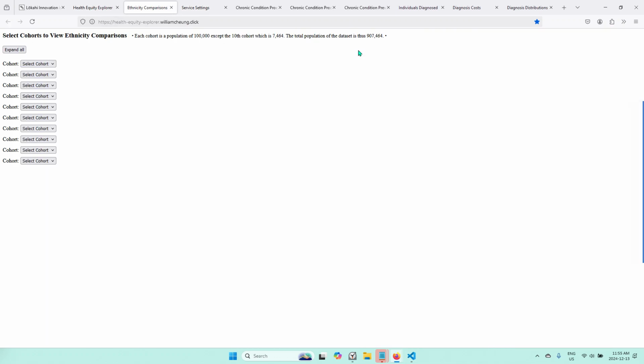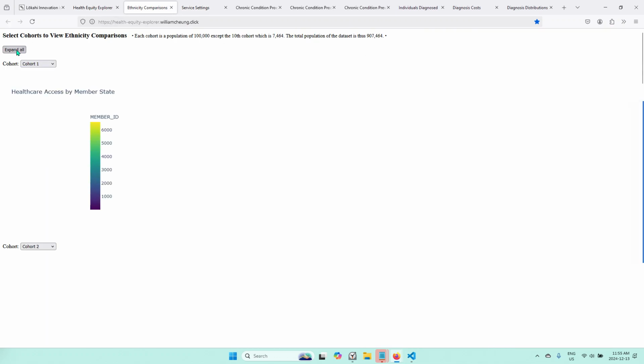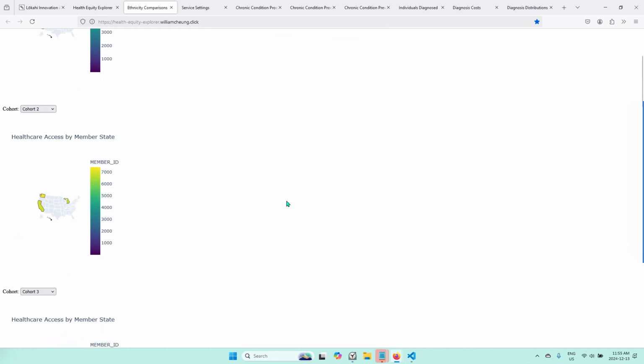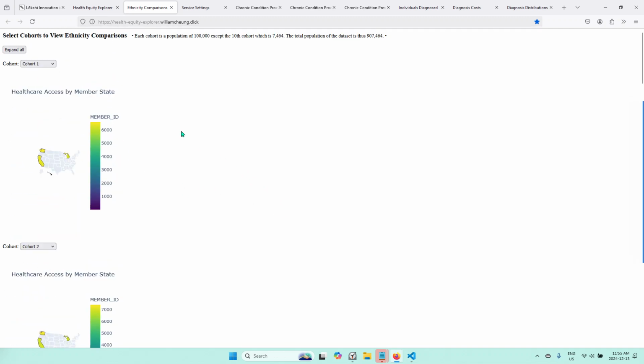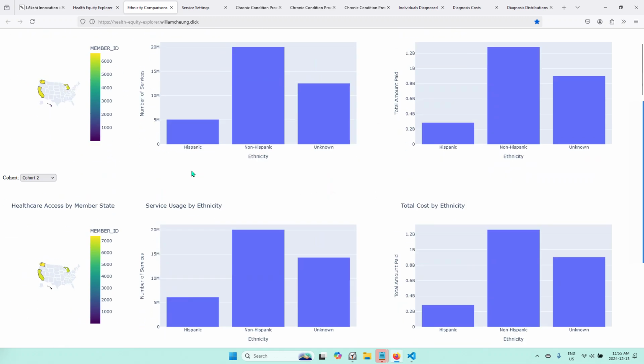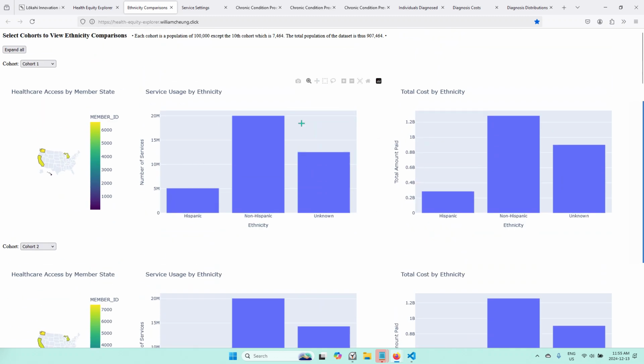And you can look at ethnicity comparisons. Okay, this is taking a while to load. Okay, loaded. Yeah, this is a lot of data, so loading the data takes some time. The ethnicity, Hispanic or non-Hispanic or other, you can see the service usage and the total cost.